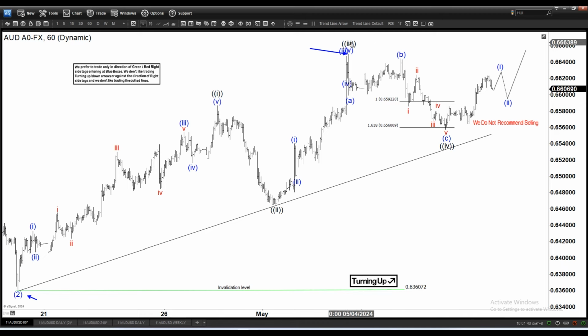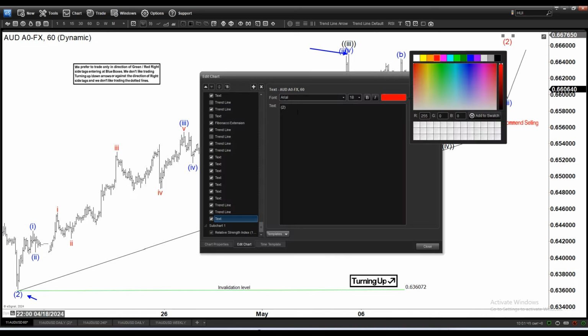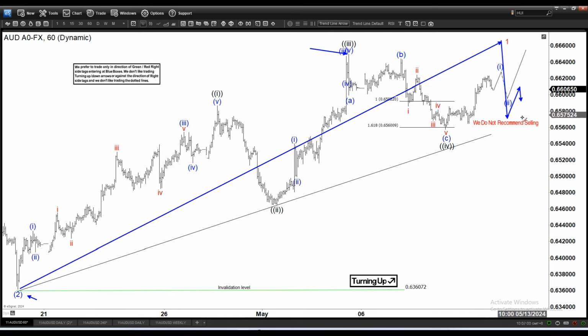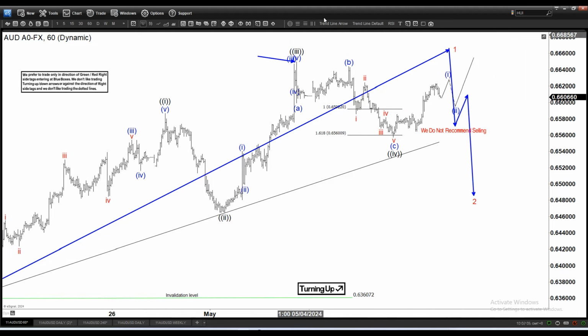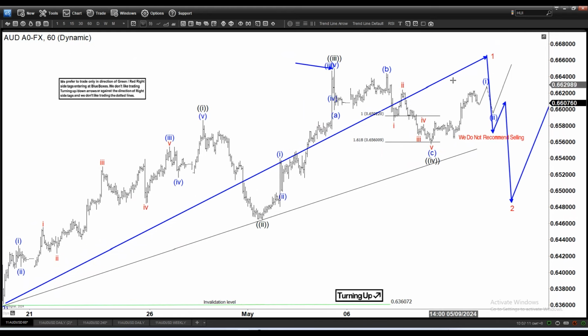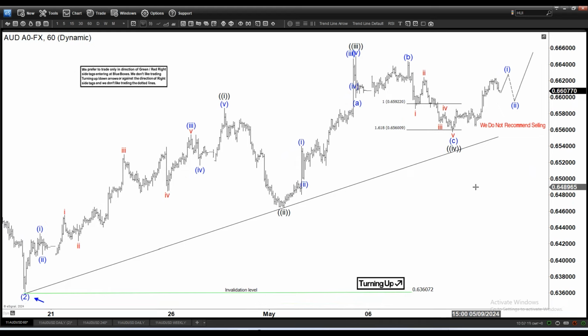Now once we break above here, we're going to be ending wave 5 in black, and the 5 in black is going to be ending wave 1 in red, right? That will be ending 1 of 3, and then you're going to have a correction of this entire cycle like this, like a bigger 1 2 3. You will be ending with 2 of 3, and then rally again with 3 of 3, right? So that will be what we are looking for right now. So let me bring you to the higher time frame to give you a bit more ideas.